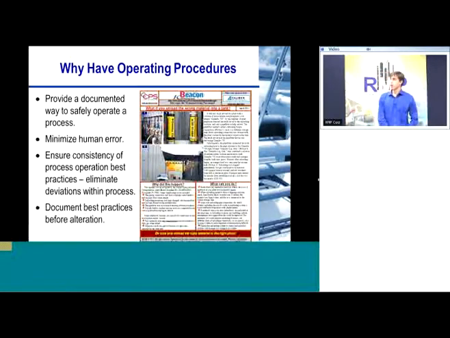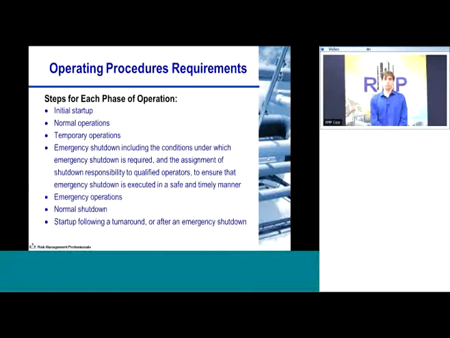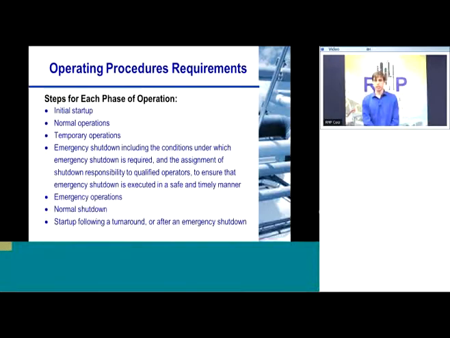So just starting with the regulations, we have operating procedures requirements. First and foremost, your operating procedures must address each phase of operation. And the phases are listed below. Some things I want to point out are emergency shutdown. The procedures usually need to reference conditions under which an ESD can be performed, and also the assignment of responsibilities to qualified operators. I know that in emergency shutdown situations, there's sometimes confusion. And so by having a clear and effective emergency shutdown procedure in place, you can hopefully mitigate any potentially disastrous results.